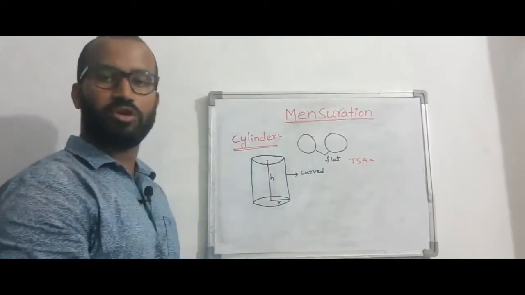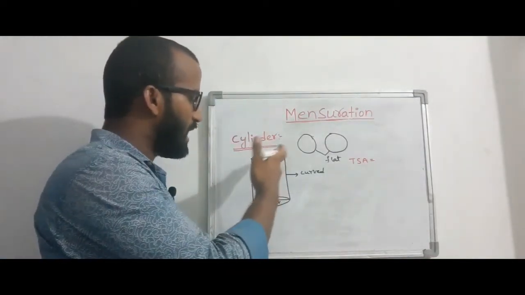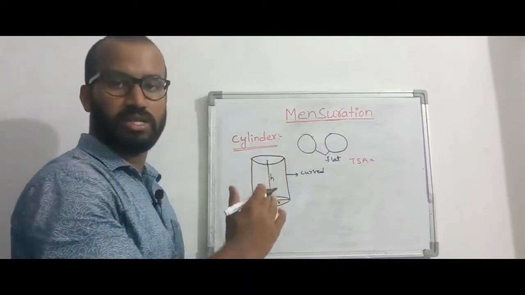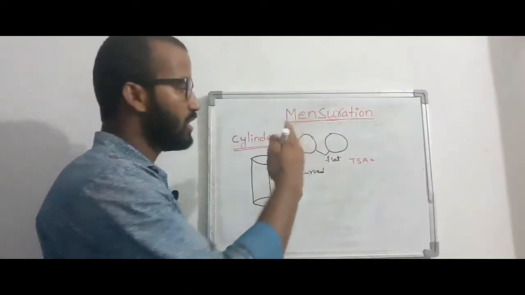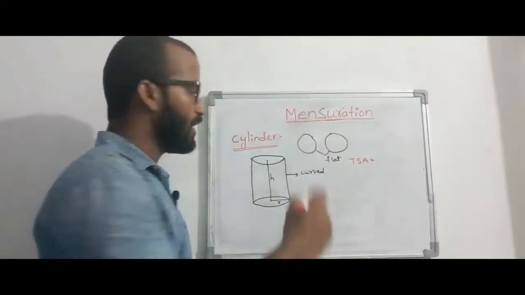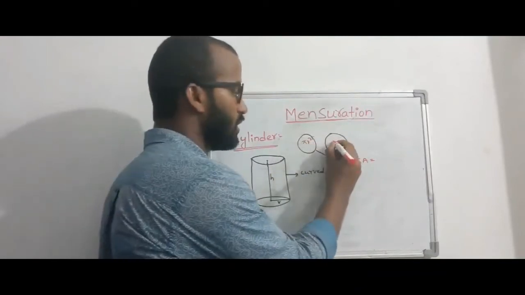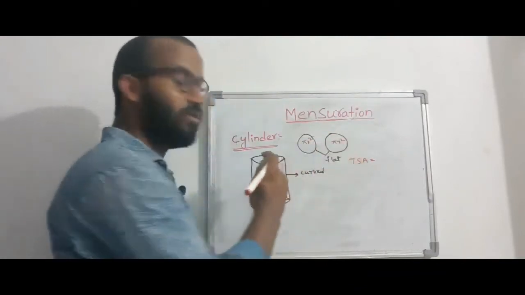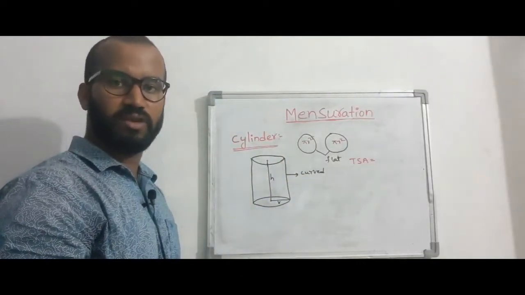So how can I calculate the total surface area? Total surface area is flat surface area plus curved surface area. There will be a top circle, a bottom circle, and a curved surface, right? So what is the area of the top circle? Pi r square. What is the area of the bottom circle? Pi r square. And what is the area of the curved surface? How can we calculate the area of the curved surface?